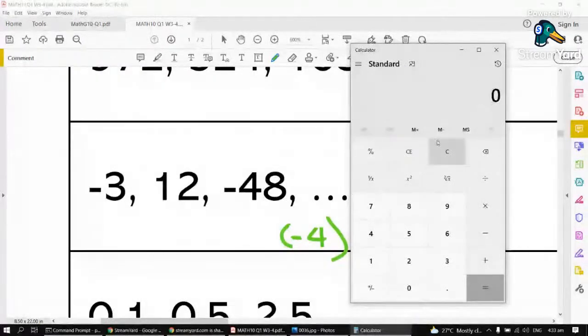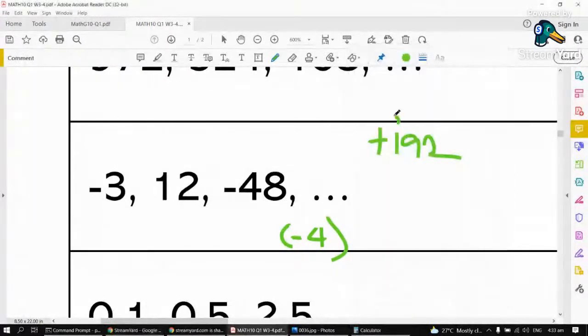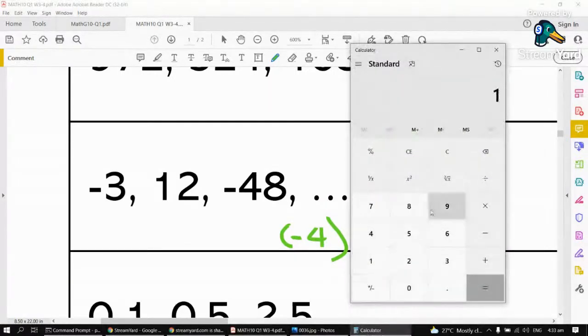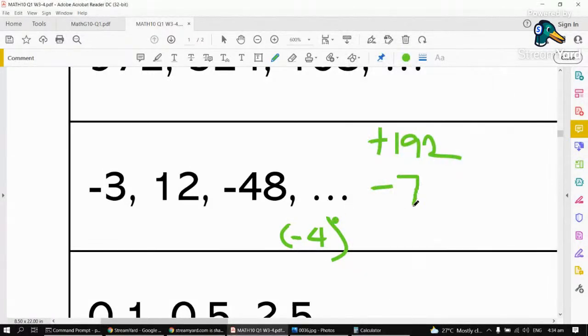Positive 192. Ano yung next term? Positive times negative is negative. And then 192 times 4. That's equals to 768.